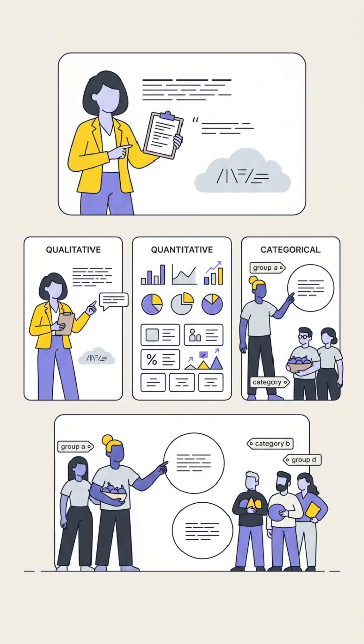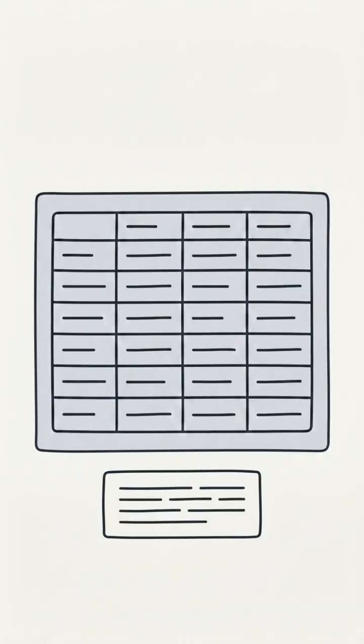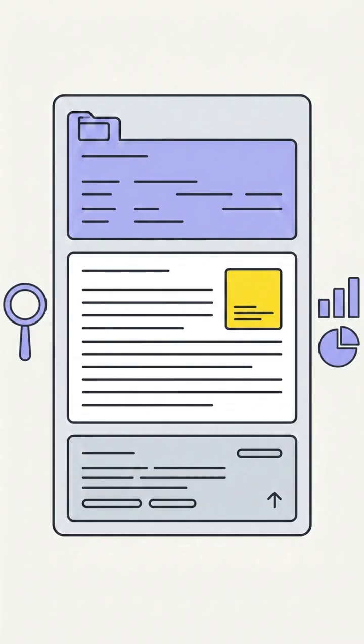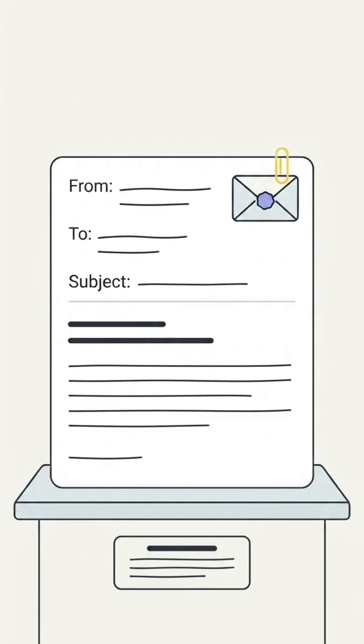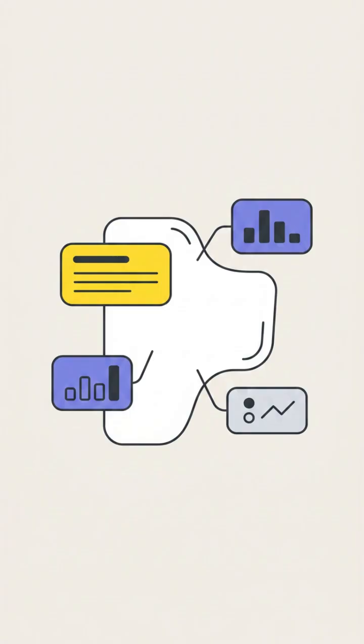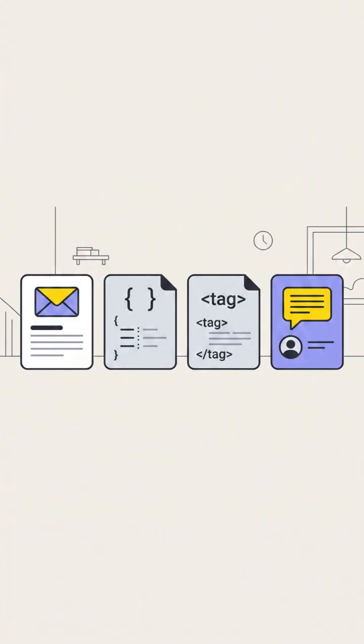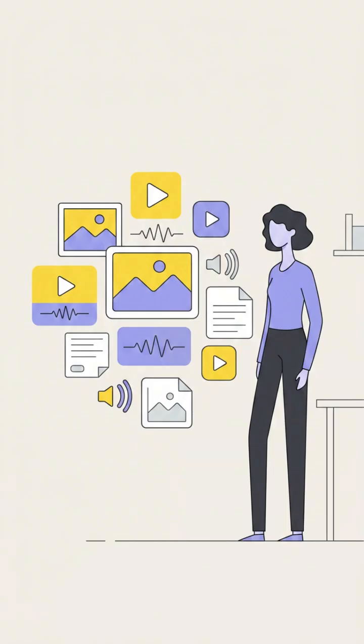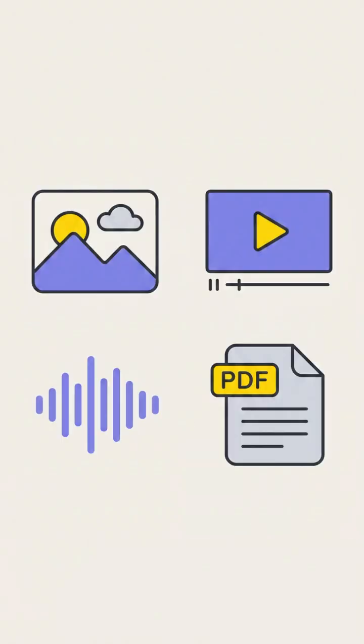Let's quickly revise. Structured data: organized in rows and columns, easy to search and analyze. Example: Excel sheets, databases. Semi-structured data: partially organized with tags or labels. Example: emails, JSON, XML, WhatsApp messages. Unstructured data: no fixed format. Example: images, videos, audio, PDFs.